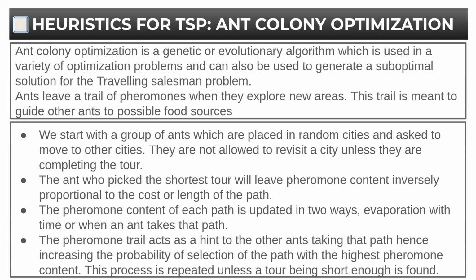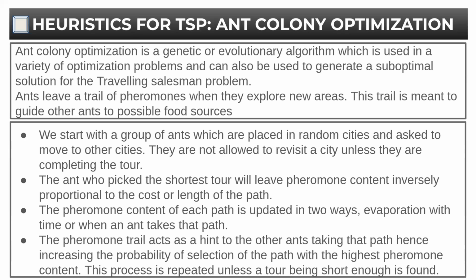We start with a group of ants which are placed in random cities and asked to move to other cities. They are not allowed to revisit a city unless they are completing the tour. This guarantees that there will be no subtours. The ant who picked the shortest tour will leave pheromone content inversely proportional to the cost or length of the path. The pheromone content of each path is updated in two ways.